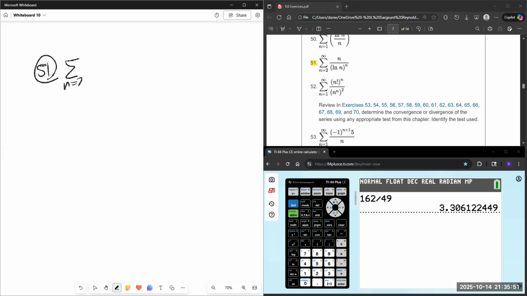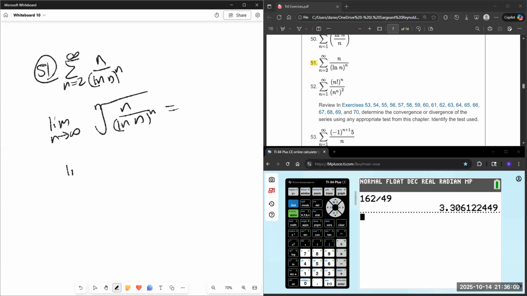Summation n equals 2 to infinity, (n over ln n) raised to the n. Take the limit as n goes to infinity of the nth root of (n over ln n) raised to the n, which will be equal to the limit as n goes to infinity of 1 over ln n. That is 1 over infinity, which goes to 0, which is less than 1, so this converges.